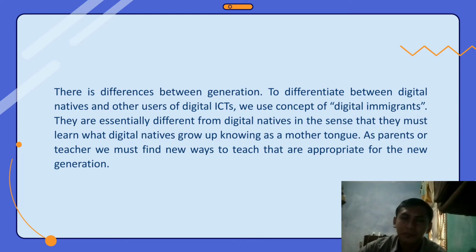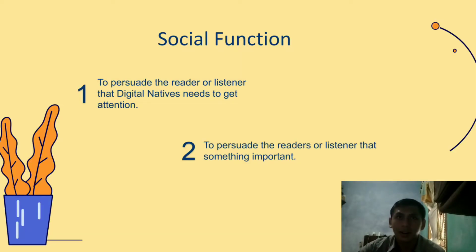That's my conclusion. Next, I want to review the text. The first is social function. The social function of this text is: 1. To persuade the reader or listener that digital natives need to get attention. 2. To persuade the reader or listener that digital natives are important.